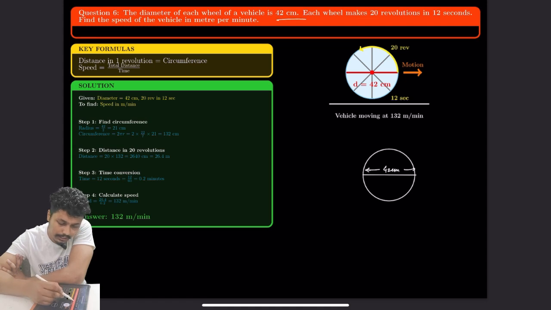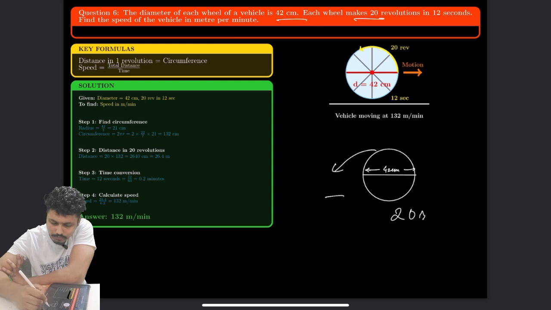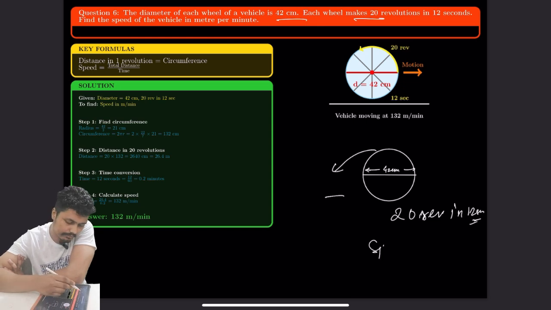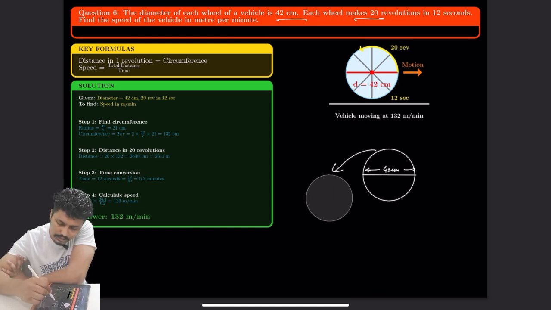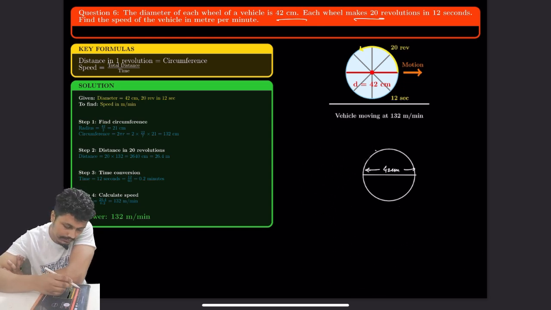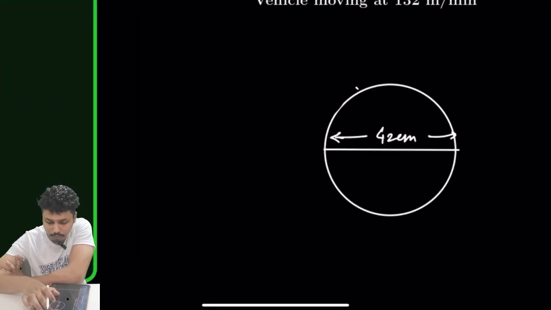The diameter is 42 centimeter. Each wheel makes 20 revolutions in 12 seconds, and I need to find out the speed. Easy. First, let's say this wheel makes only one revolution.